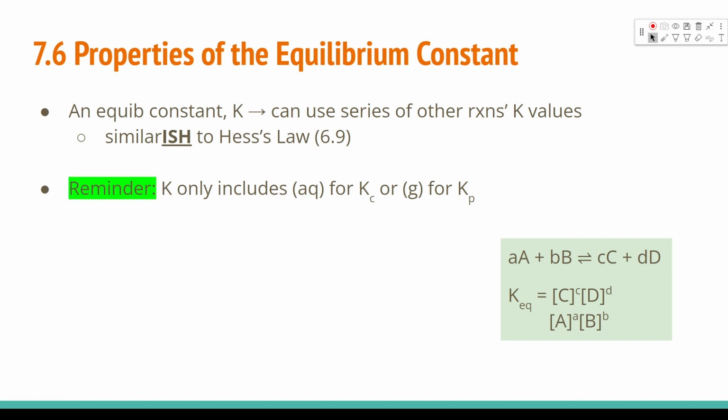You can use other reactions' K values, so other equilibrium constants, in order to get the equilibrium constant of a reaction. This is kind of similar to Hess's law, which was back in section 6.9. There are some slightly different rules, but in general it's pretty similar, where you manipulate the equation and then do stuff to it. Again, as a reminder, we're only doing solutions for Kc or gases for Kp, unless the gases are given in concentration, then we can use Kc. Keq is the generic way of writing it, and these are slightly more specific equilibrium constants.